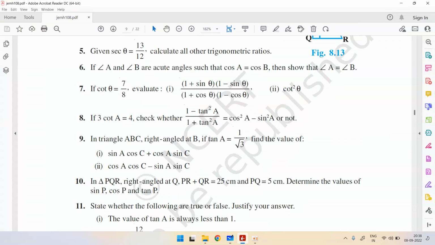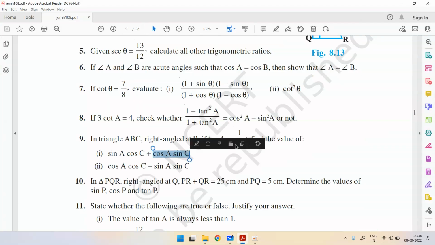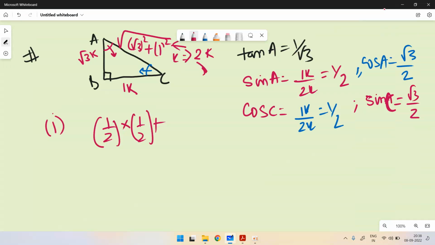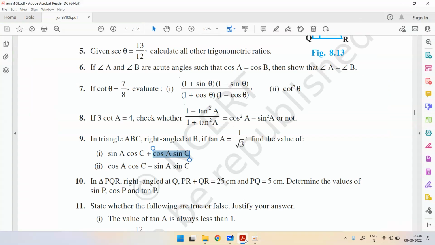So first is sine A into cos C. Sine A is half, into cos C, which is also half, plus cos A sine C. Cos A is root 3 by 2, and sine C is root 3 by 2 only. So this is 1 by 4 plus 3 by 4, equal to 4 by 4, equal to 1. So the answer for the first part of question 9 is 1.